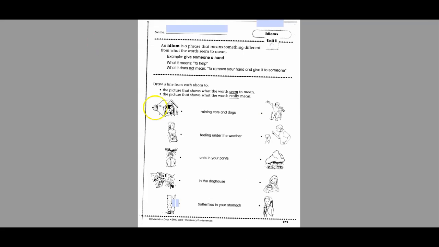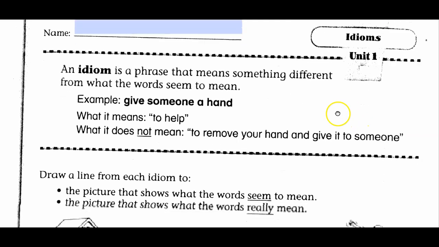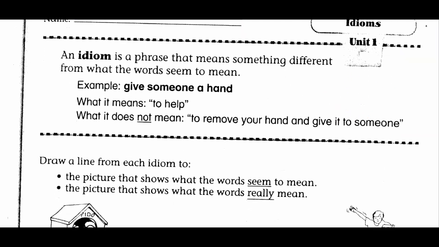All right, go to the first page. We're just going to work on this first. I'm going to highlight this. This is important. It says an idiom is a phrase that means something different from what the words seem to mean. For example, when you say give someone a hand, that does not mean that you take your hand and give it to them. The direction says draw a line from each idiom to the picture that shows what the words seem to mean.